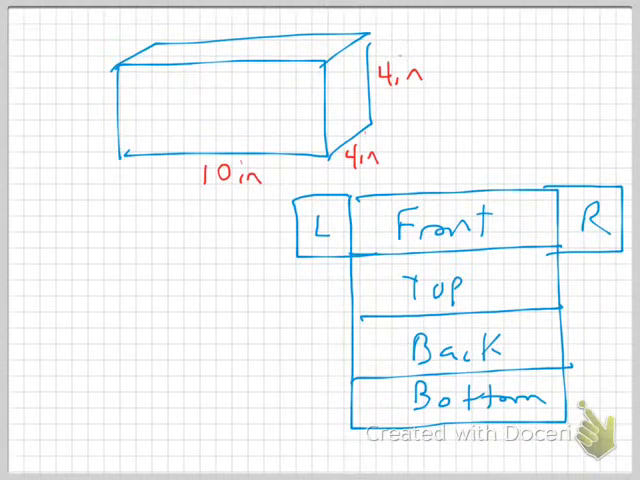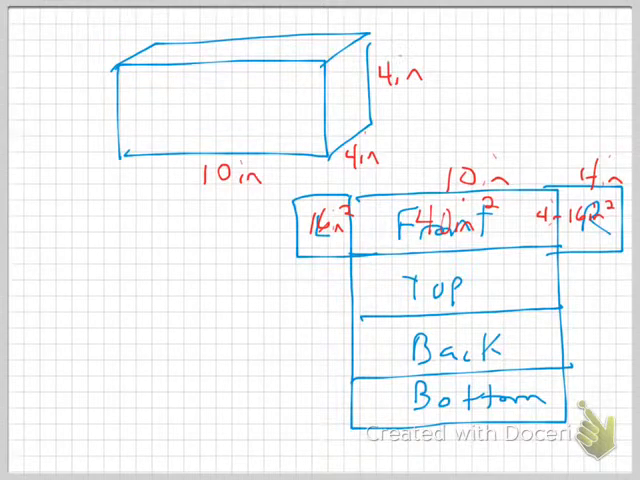If this right here is 10 inches, and this is 4 inches, and this is 4 inches, can you tell me the area of the left and the right? What's the area of the left? 16, right? 16 square inches. What's the area of the right? 16 square inches. What about the front? Not 100. Look, 4 is right here, we already decided that's 4, and this is 10, so it's 40 square inches.